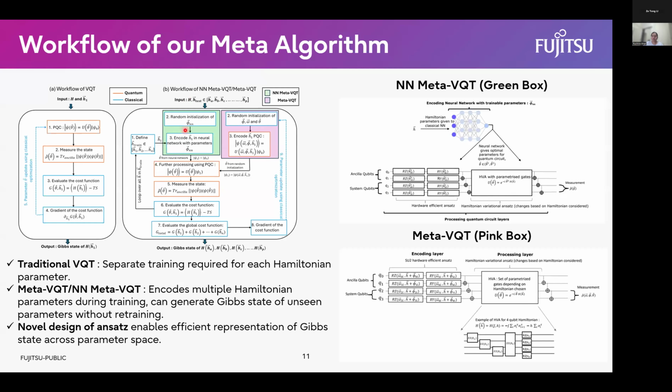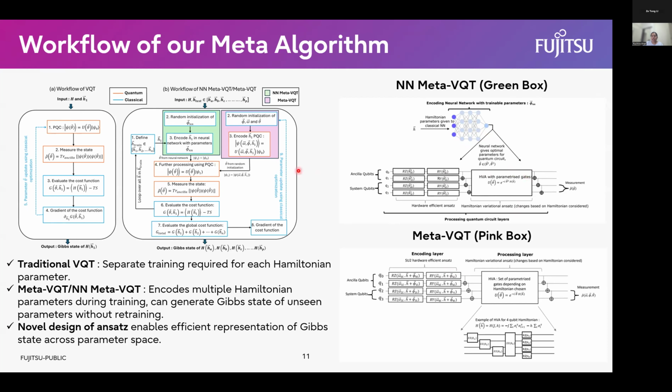If we look at the structure, this green box represents my first algorithm, which is the neural network based meta variational quantum thermalizer, and the second one represents the parameterized quantum circuit based meta-VQT. In the green box, the structure of the ansatz looks somewhat like this. We have a classical neural network, and in this case we have considered a simple feed-forward neural network. We encode the parameters of the Hamiltonian here, which is followed by two different types of PQC layers. One is a hardware efficient ansatz, and the second one is a Hamiltonian variational ansatz.